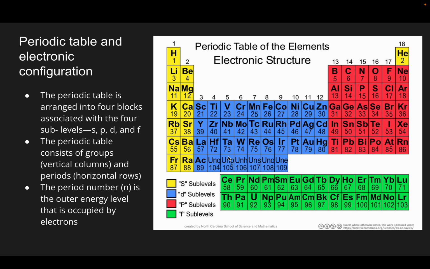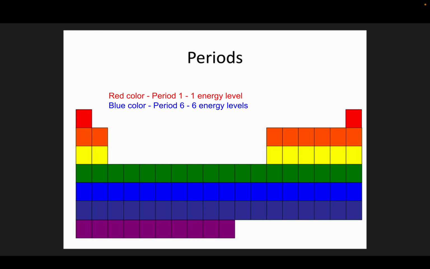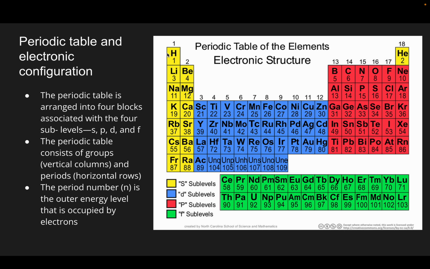Second one is that the periodic table consists of groups, vertical columns, and periods, horizontal rows. As you can see, for example, here, the first period is colored in red, the second is in orange, the third is in yellow, and so on. And here you can see the first group, second, then transition metals, and for example 13, 14, 15, 16, 17. These columns are called groups, and the horizontal rows are periods.